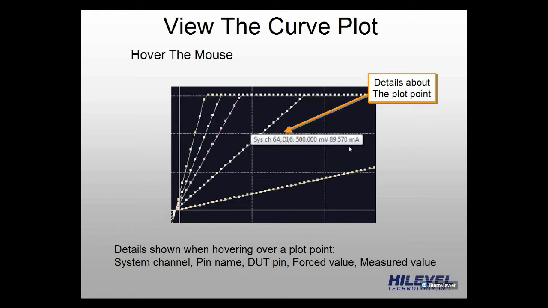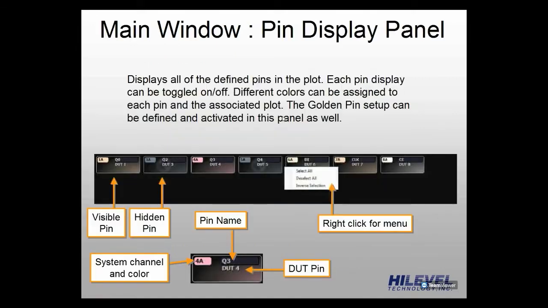Of course, you may have many pins, and so many curves are displayed on the screen. How do we manage the display? In the Pin Display panel, all of your pins will be listed. Notice that the display of some of these pins is disabled, like channels 3A and 5A. This means they are hidden on the main plot display area, even though the curve trace was run on them.